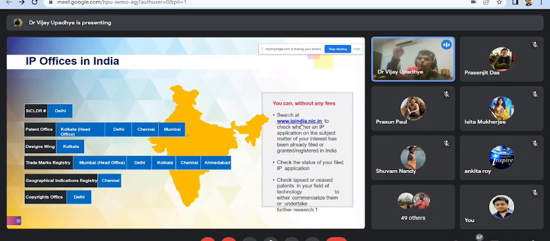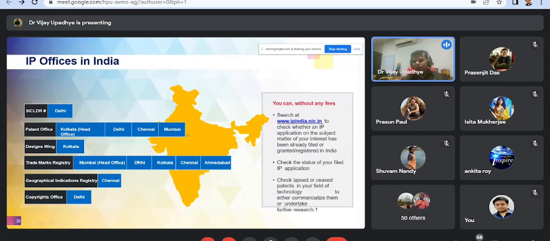You need to understand, go to the WIPO site. WIPO, World Intellectual Property Organization. WIPO, and Indian, you understand, then IPO or EPO, whatever you can pronounce it. So Indian Patent Office, IP India. You just click on it. I can open it, but I am feeling that the main screen will go.